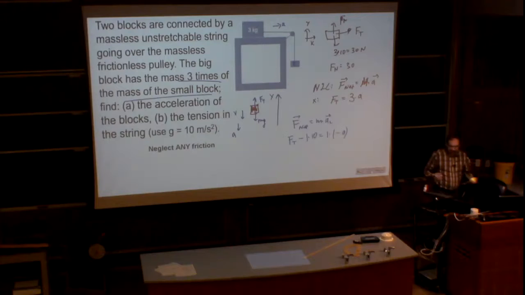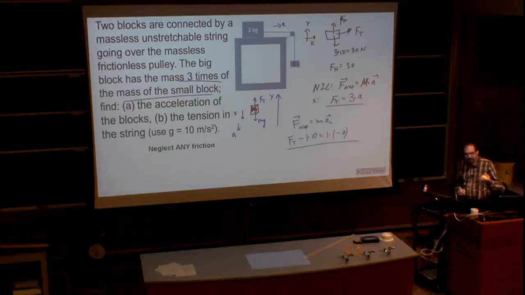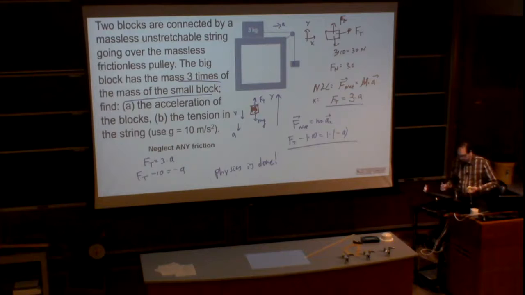What we have now is, again, a case of two equations and two unknowns. We can just rewrite the equations. Equation number one says tension equals 3 times A. Equation number two says tension minus 10 equals negative A. Physics is what? Done. Well, this is a simple equation, of course, to solve, and you should practice. And that's going to be the answer for that.